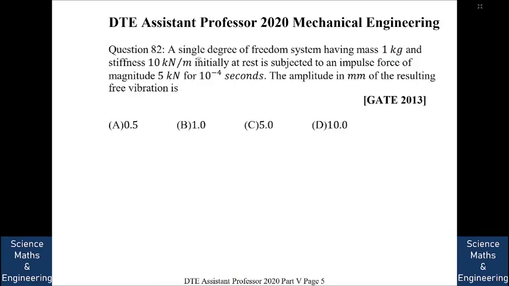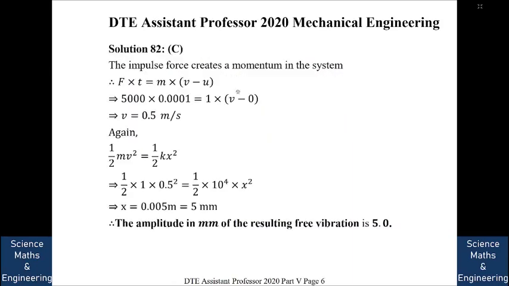So next question. A single degree of freedom system having a mass 1 kg and stiffness 10 kilonewton per meter, initially at rest, is subjected to an impulse force of magnitude 5 kilonewton for 10 to the minus 4 seconds. The amplitude in millimeter of the resulting free vibration is... so the answer is C.